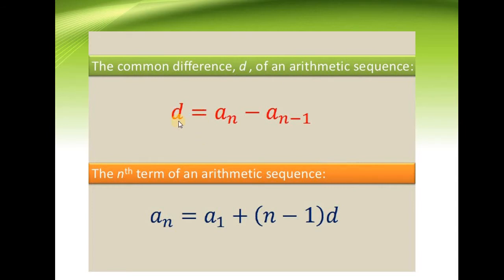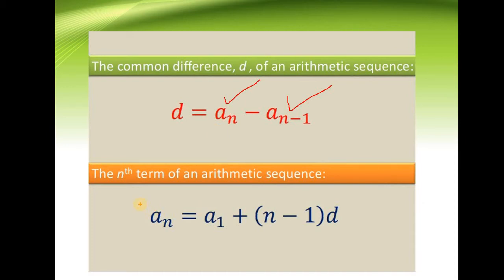Remember, d represents the common difference. This common difference will always be the difference between two consecutive terms. Generally, it will be equal to an minus an minus 1. This is an, this is an minus 1. If here is 2, here will be 1. If here is 3, here will be 2. So this represents the difference between two consecutive terms.